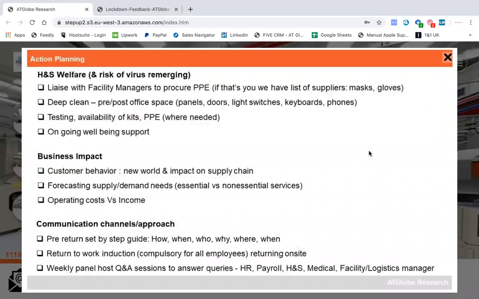I think further from that would be, as a duty of care as an employer, for employees' well-being, you need to start thinking about health and safety measures, and what you'd need to do to put in place to protect the welfare of your employees.